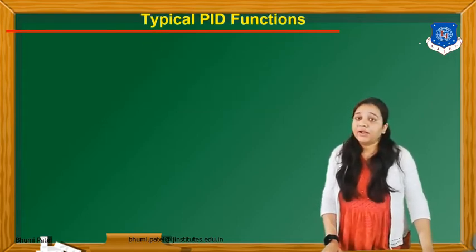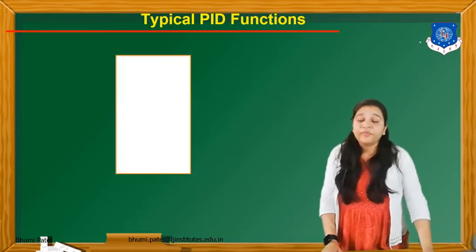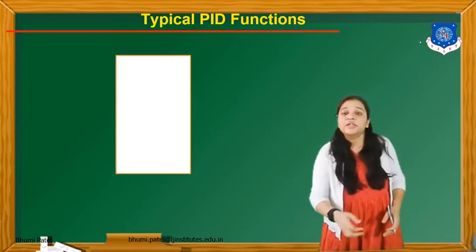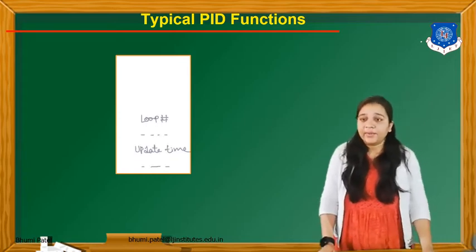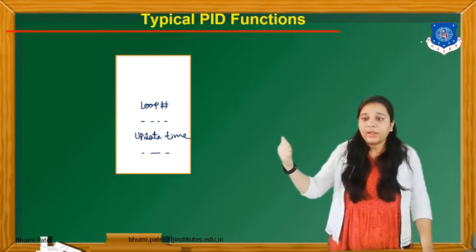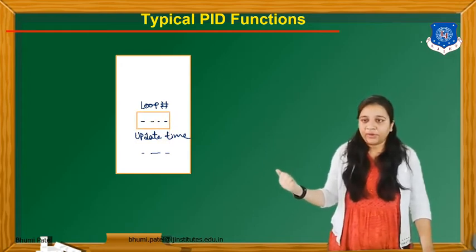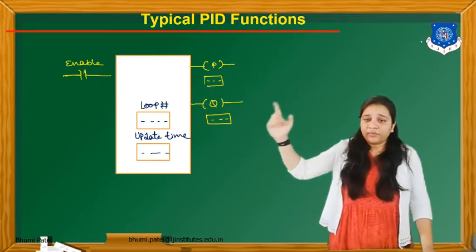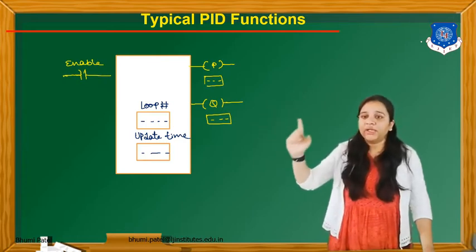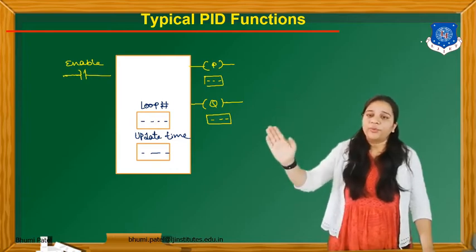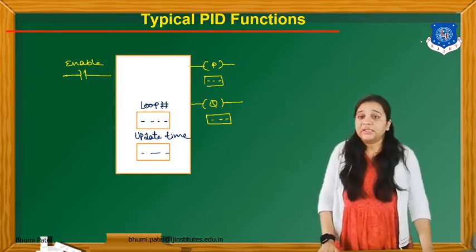Now the typical PID function. We can draw the block format of the PID function using the PLC diagram. So first of all we can define the loop and the update time. Okay, now what is the actual input? We can apply only one input. When the enable input is on, that time we can get the outputs P and Q. So this is the typical PID function block format.